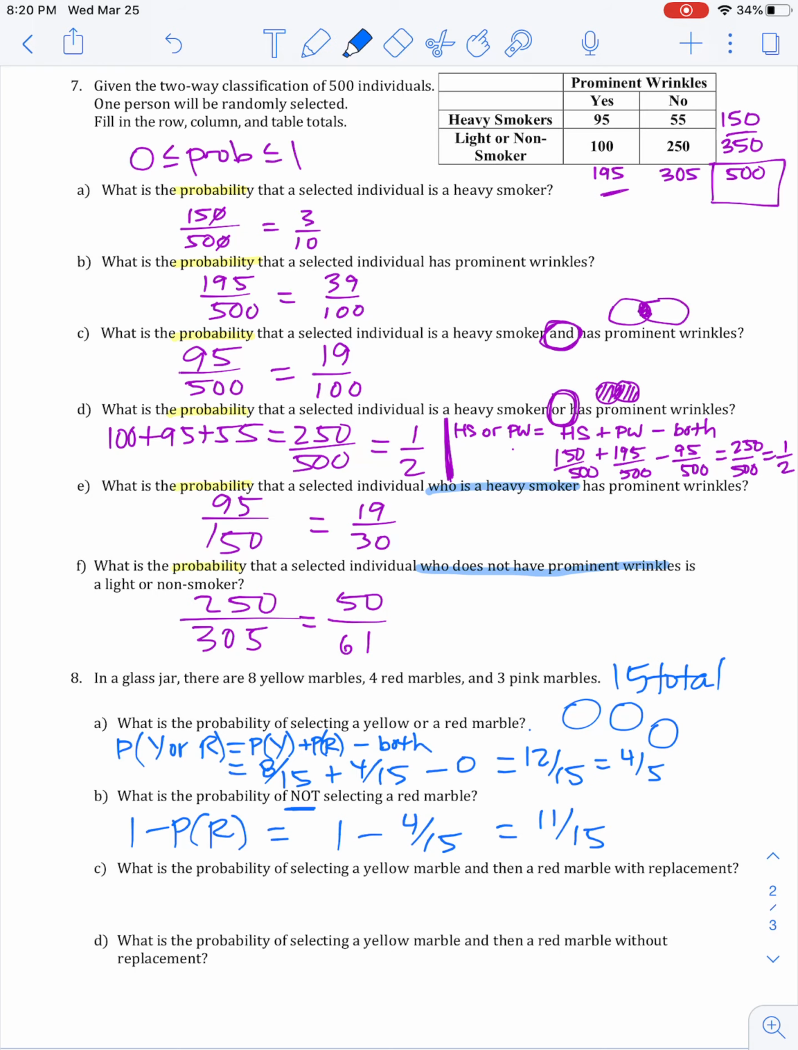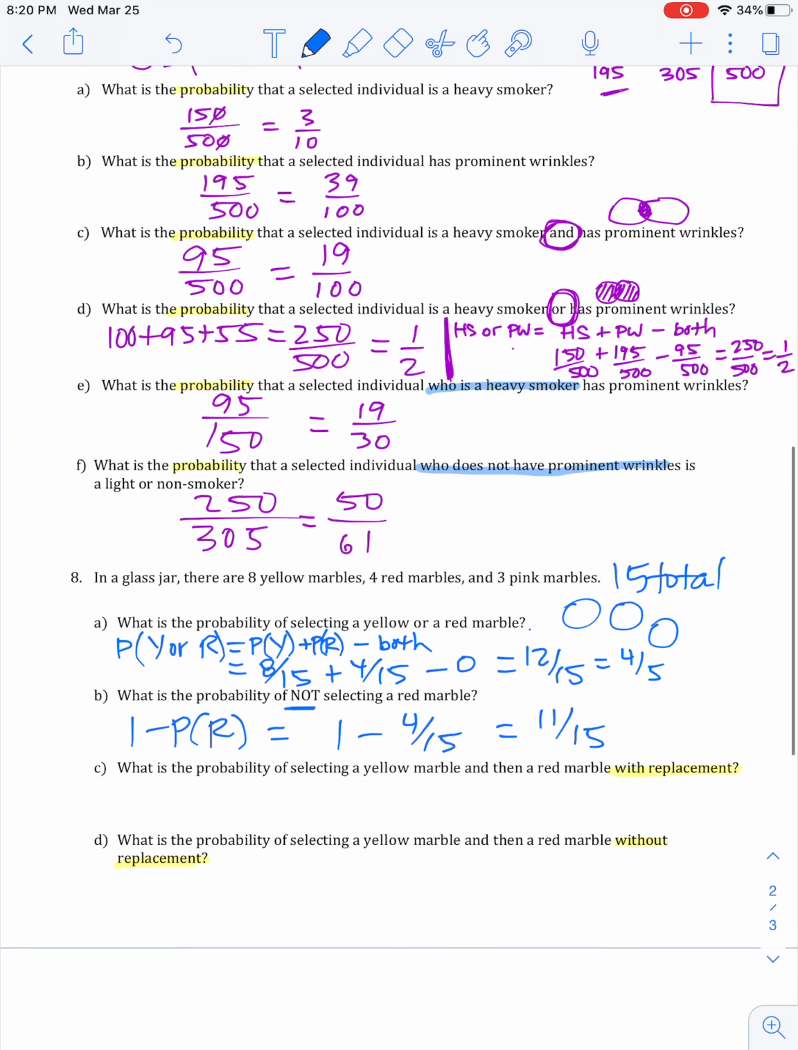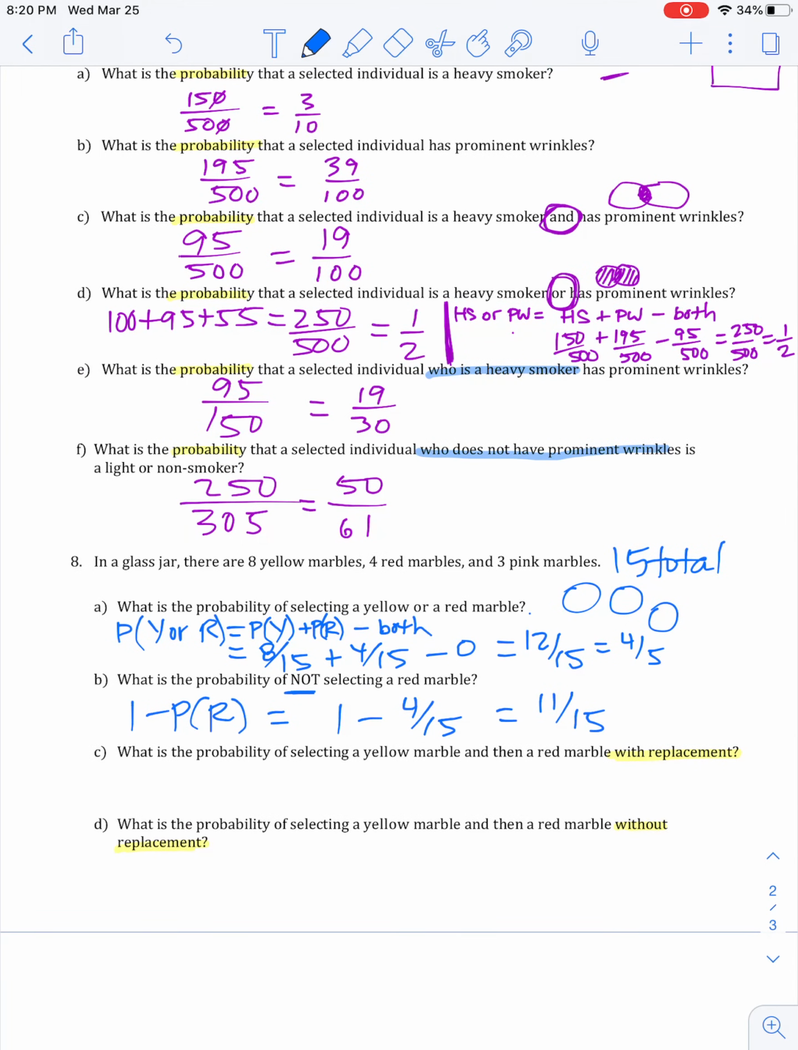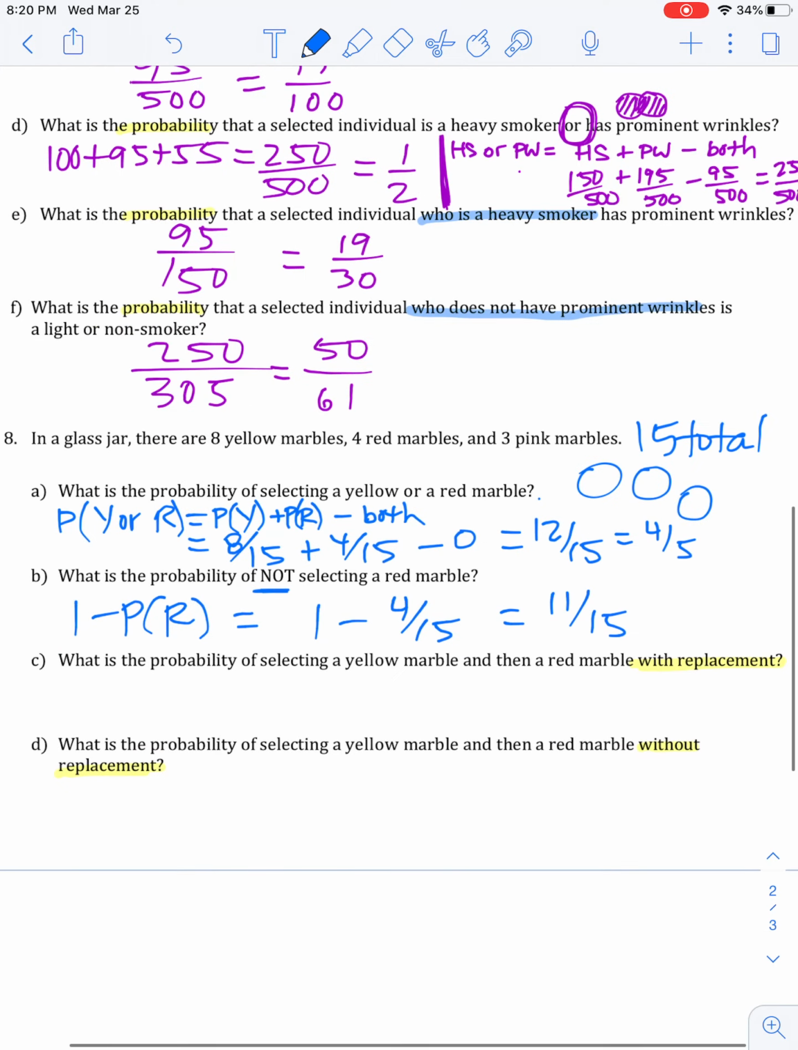All right, last 2 problems. The important part here is whether we have replacement or not. So in part C, it's with replacement. Part D is the same question, but without replacement. So in part C, what is the probability of selecting a yellow, then a red? So to first get a yellow marble, there are 8 out of 15. Now, if I know a yellow marble was picked and is no longer in this glass jar, there's only 14 marbles left to pick from.